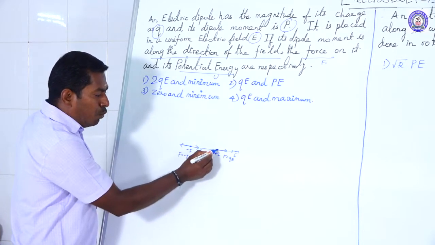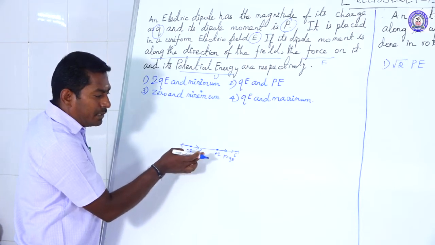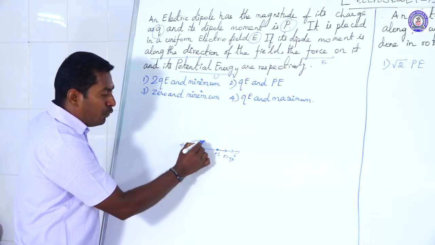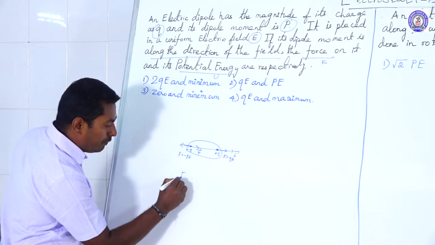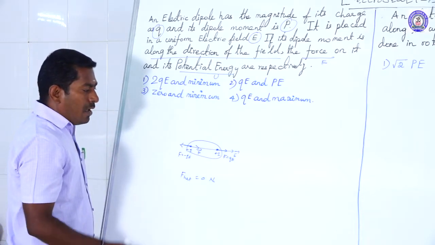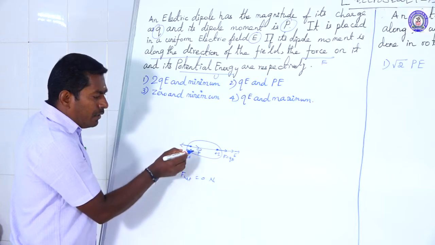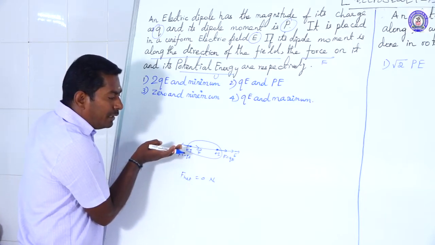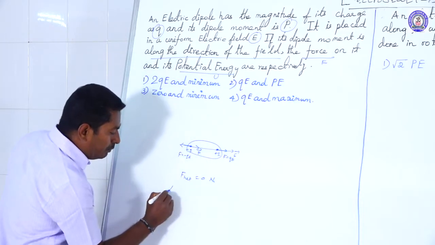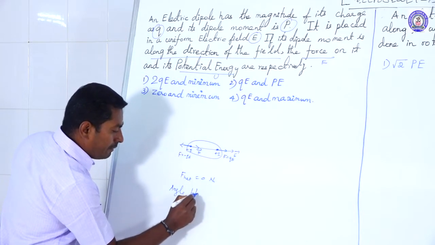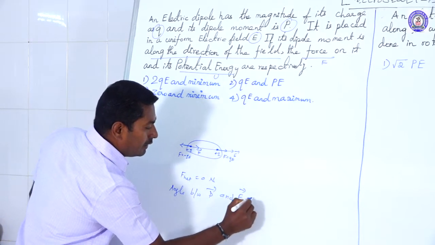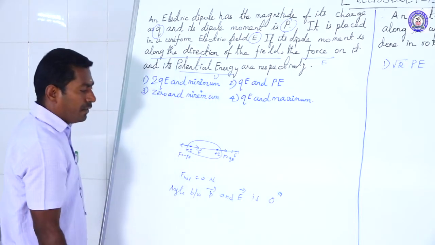Here, both charges in the electric dipole experience forces of equal magnitude acting in opposite directions. The net force acting on the electric dipole is 0 newton. Next case: the electric dipole moment acts along the direction of the electric field, so the angle between the P vector and the E vector is 0 degree.